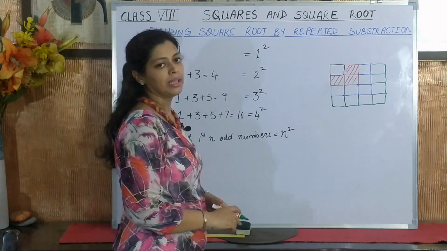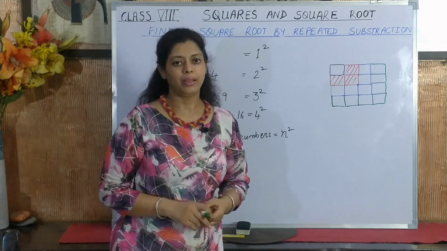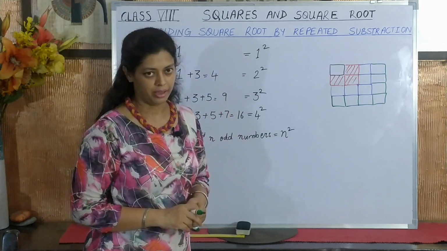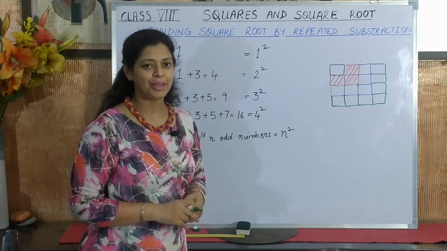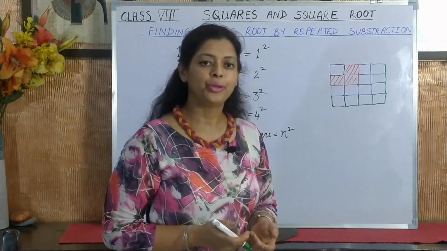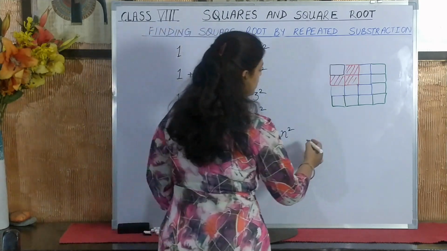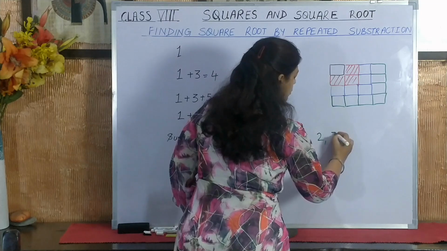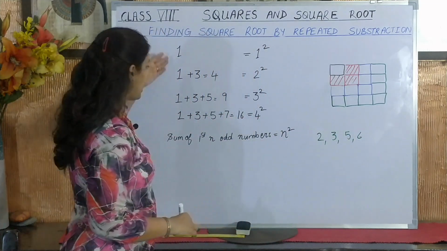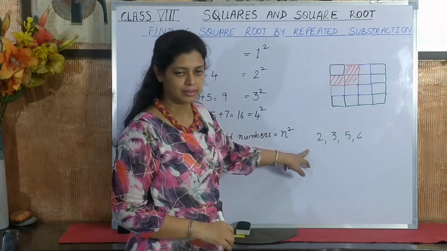Therefore, I can say that if a number is a square number, it has to be a sum of consecutive odd numbers starting from 1. In other words, if a number is not a square number, it cannot be expressed as a sum of consecutive odd numbers starting from 1. For example, if we see the numbers 2, 3, 5 and 6, this pattern will not work on these numbers as they are not perfect squares.